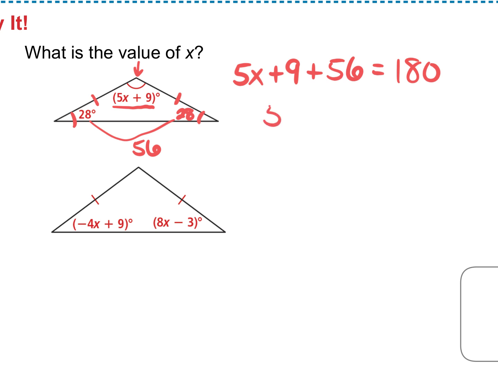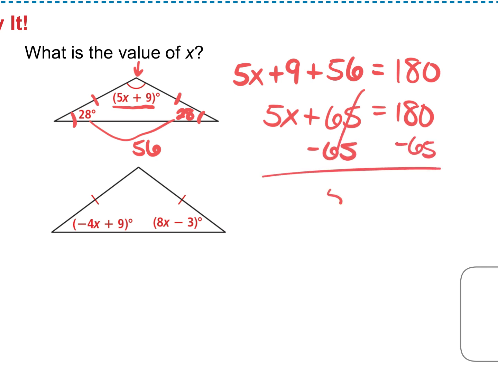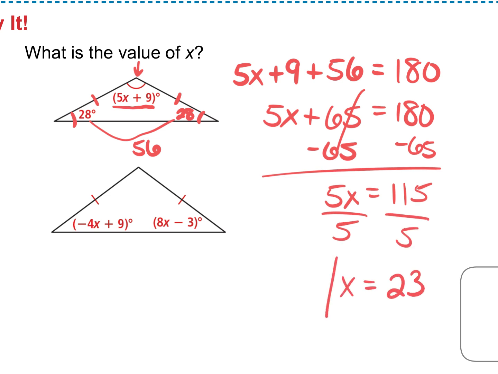Combine like terms. I have 5x plus 65 equals 180. Two-step algebra. Subtract 65. So I have 5x equals 115. One more step. Divide by 5, x equals 23. Okay. All it wanted us to do was find the value of x.